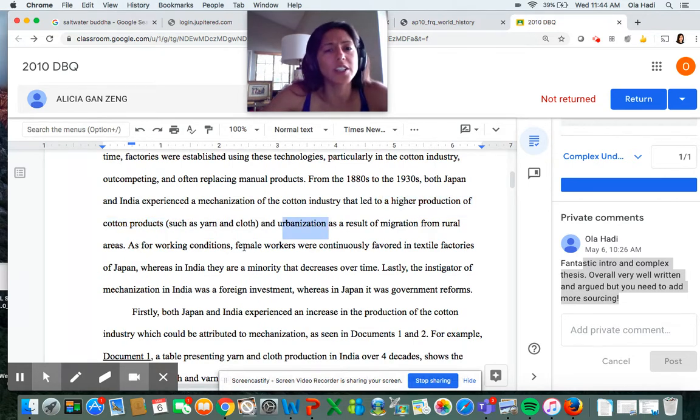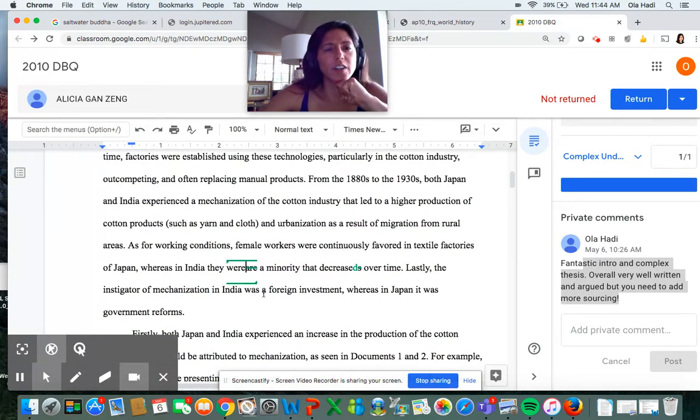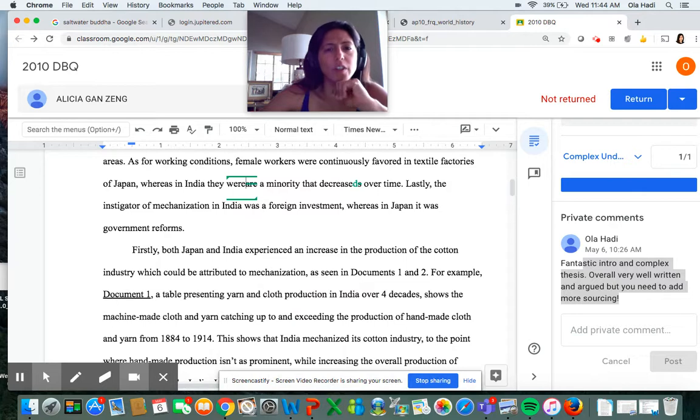As for working conditions, female workers were continuously favored in textile factories of Japan, whereas in India, they are a minority that decreases over time. This should really be past tense, right? Decrease, or these are just small things, but you've got to stay in the past. Here she's telling me a difference between India and Japan, and it's still related to the mechanization of the cotton industry. Very good.